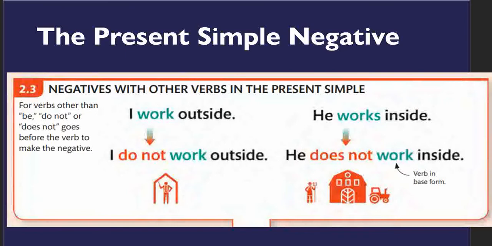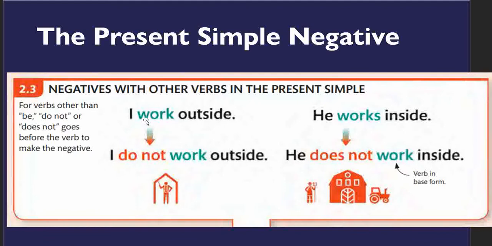Let us proceed. Next, we have negatives with other verbs in present simple. Negatives with other verbs. That means other than the auxiliary, we have the main verb in the sentence. For verbs other than be, do not or does not goes before the verb to make the negative. That means if we bring in the main verb, I work outside, over here work is the main verb.